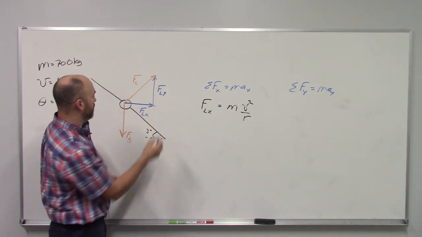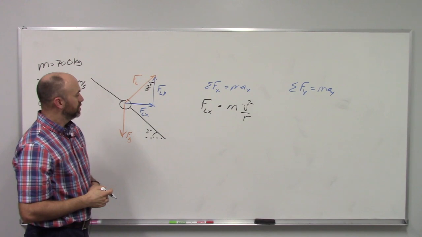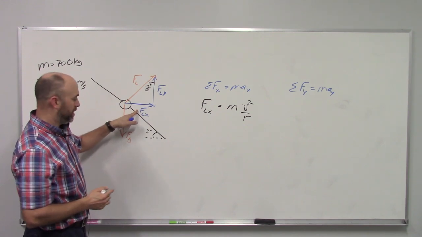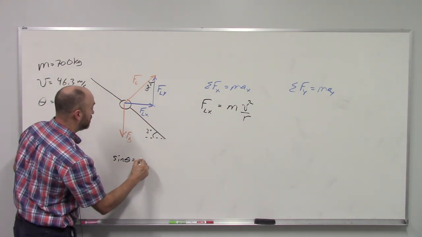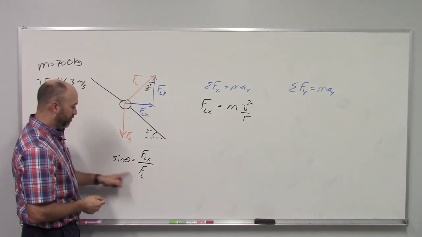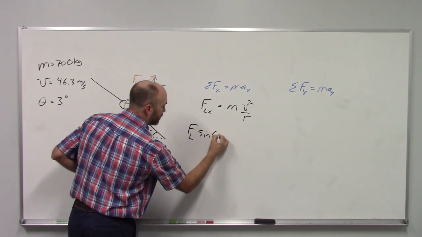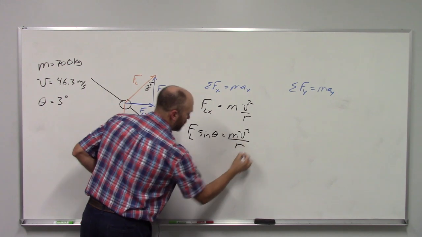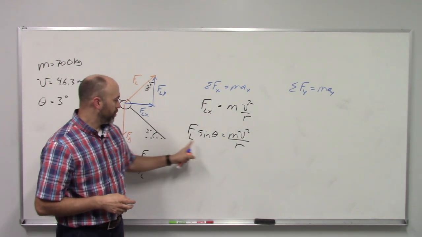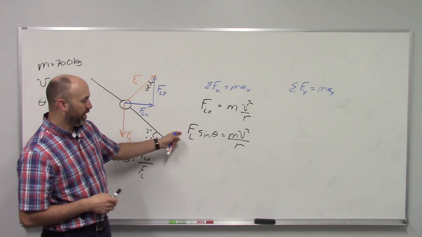And for FLX, we remember we did this yesterday. This angle up here, that's your 3 degrees. And so this side down here is opposite, so we'll have to use sine for that. So FLX is going to be F, the force of lift, times the sine of theta equals MV squared over R. Now, we don't know R and we don't know force of lift, so we'll have to go to the Y equation. So there's one equation, two unknowns.